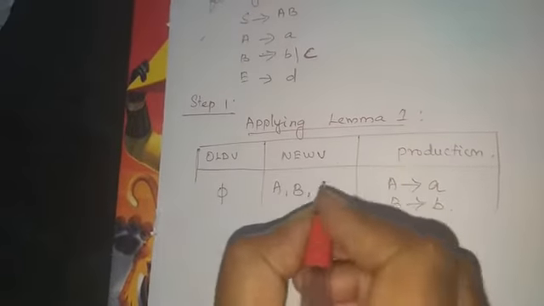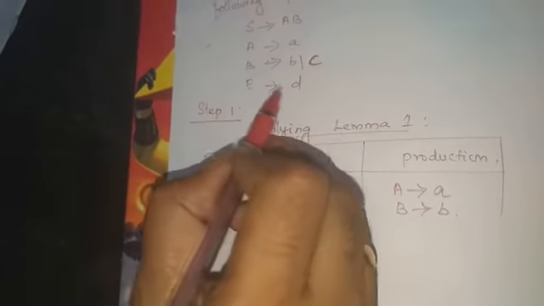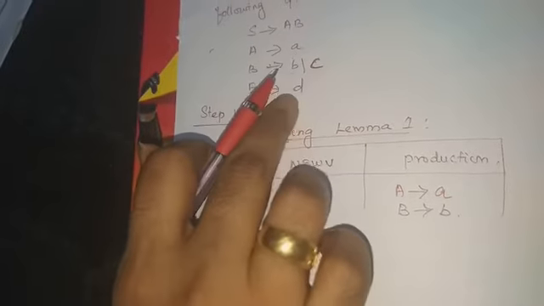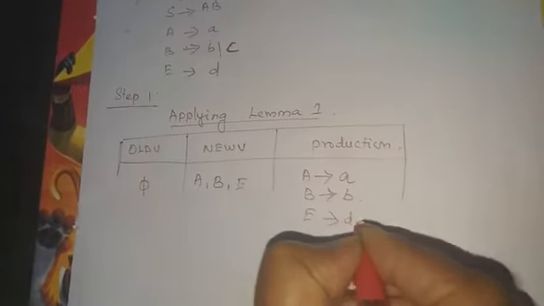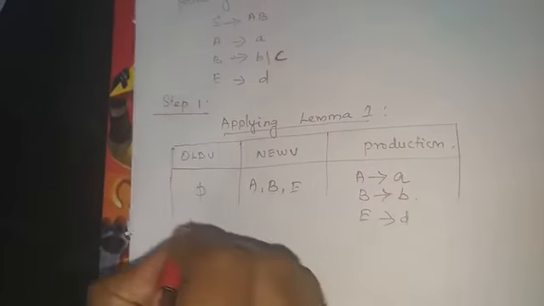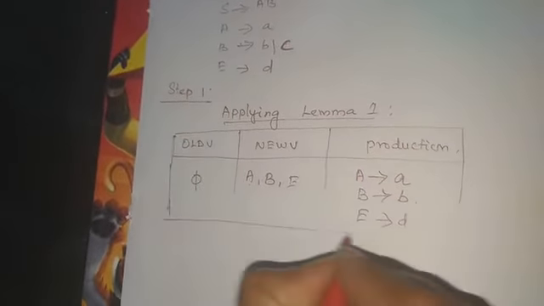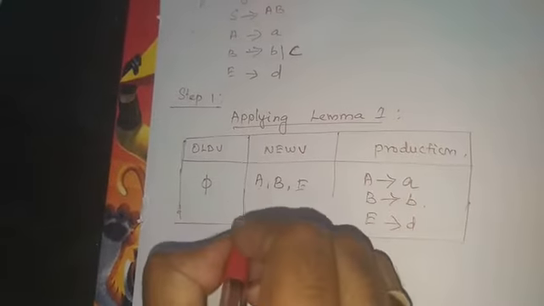Next, what I have to see is the next rule. In the next rule, the right hand side has a terminal symbol, so that also I am including, and that production I am writing. So we completed one step in the algorithm.